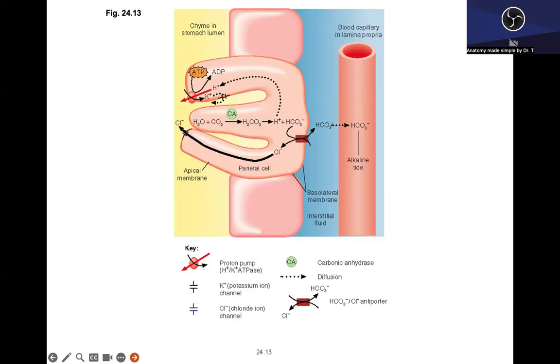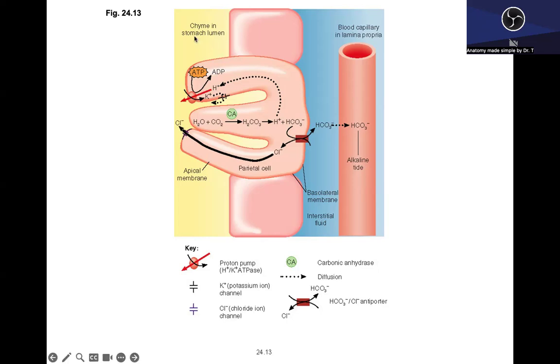Okay, so I'm sorry for keeping it this long, but it really doesn't have any particular diagram that we can use in order to deliver that much information. So back to what you see right now on the screen. As illustrated, you're looking at a single parietal cell, and we're trying to figure out how it is possible that parietal cells actually make hydrochloric acid.